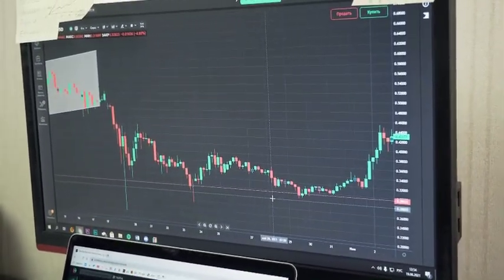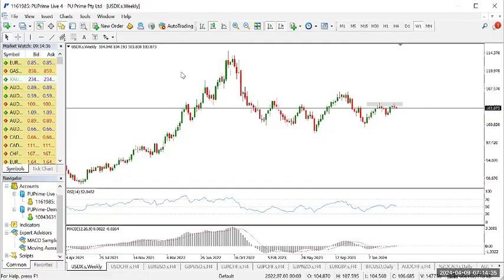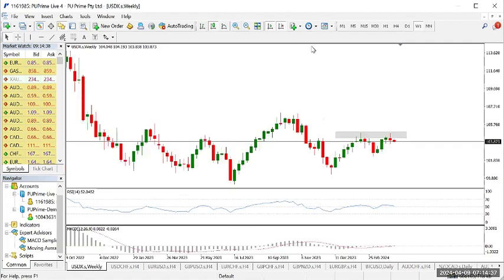So this week we are looking at the dollar index. And this is the dollar index on the weekly time frame, and we can clearly see that last week closed with a rejection candle around a resistance zone. So technically, we should be looking for a bearish movement of the dollar this week.